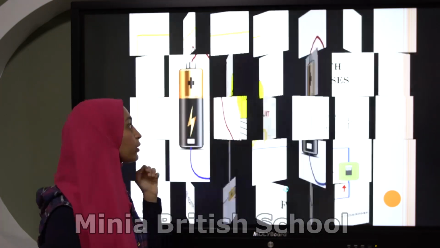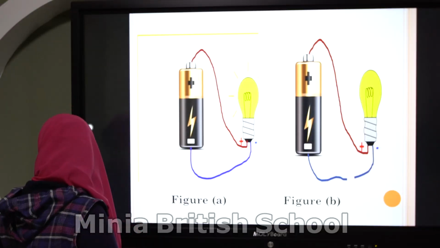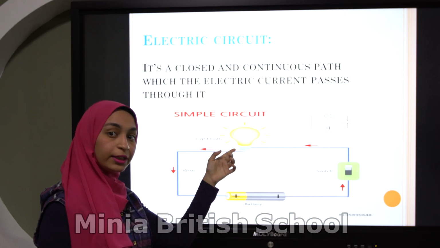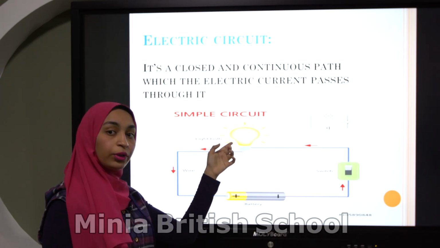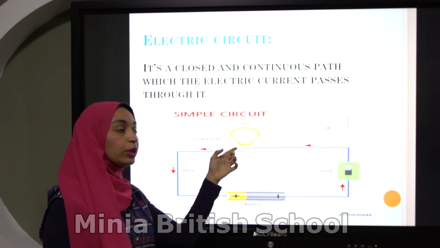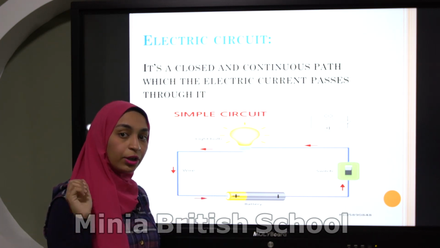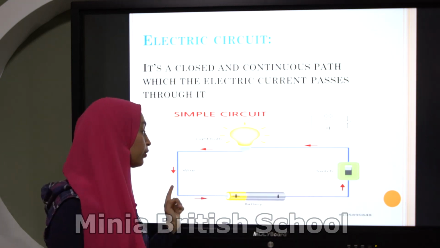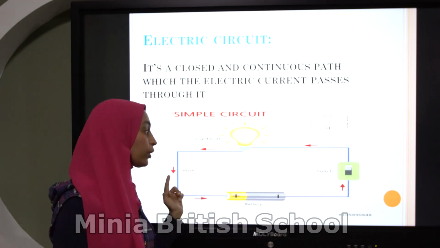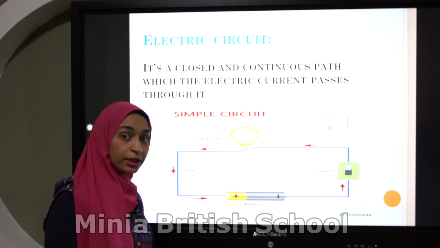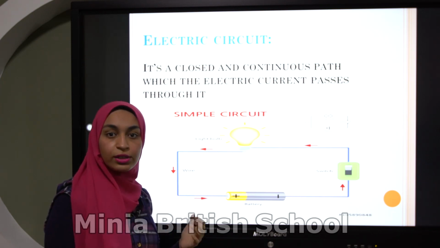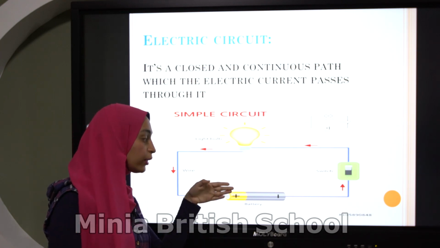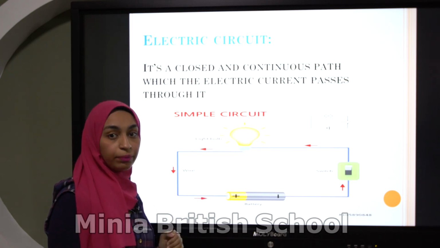So the second part of the electric circuit, which is the electric lamp or the light bulb, will emit light when the electric current passes through it. The third part, the wire. What is the function of the wire here? It's very important. Of course, it's very important. Why? Because it can connect between the battery and the lamp.